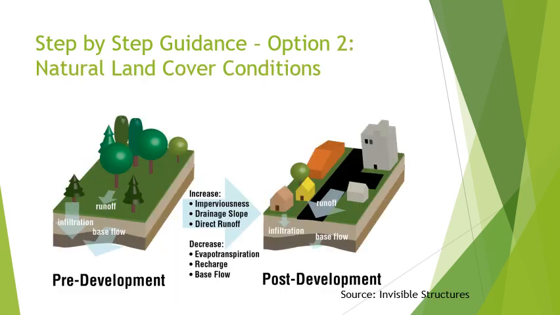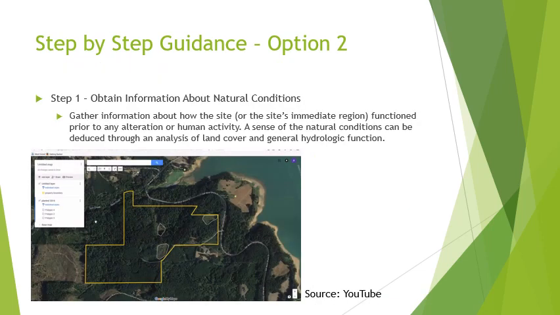The LEED guide also offers step-by-step guidance for option 2, the natural land cover conditions. This will compare the pre-development conditions to the post-development conditions and then treat the difference in runoff between the two. Step 1 of option 2 involves obtaining information about the natural conditions of the site.